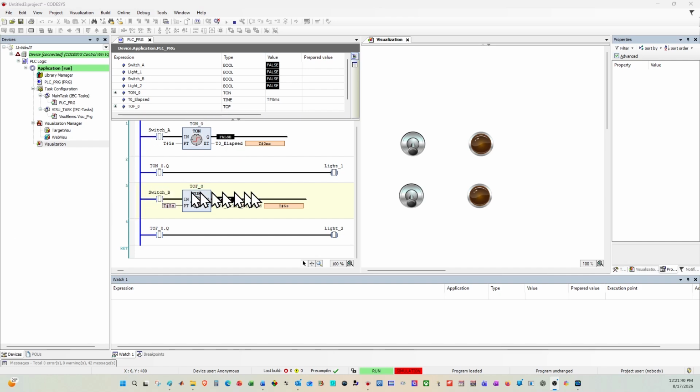The top two lines of code are going to refer to an on delay timer, and there you can see I've got on delay timer number 0. And the bottom two lines are going to refer to an off delay timer, and there I've got T off 0. Those are the two timers that I'm going to use. Now let's just deal with them individually and then do the simulation.